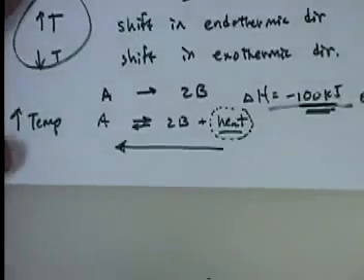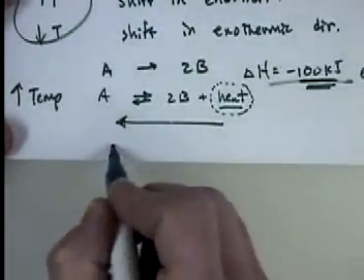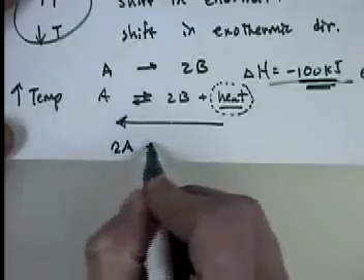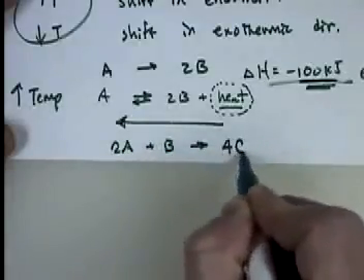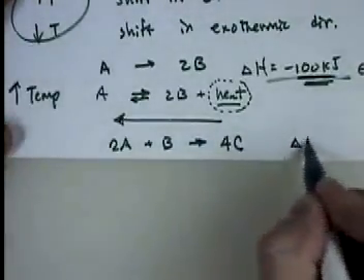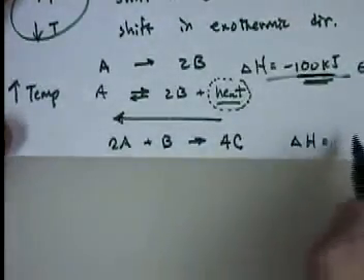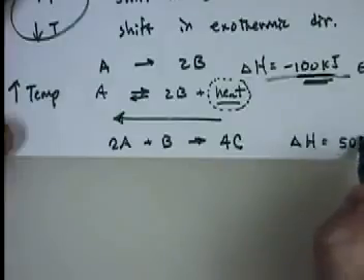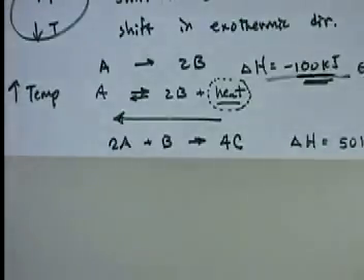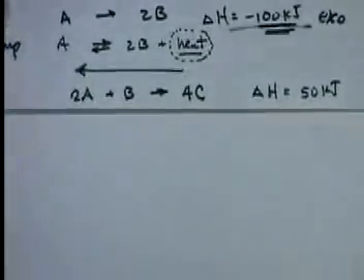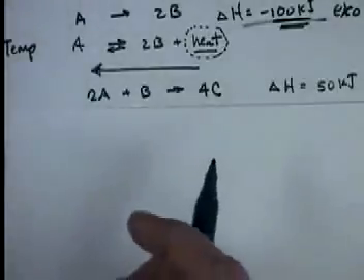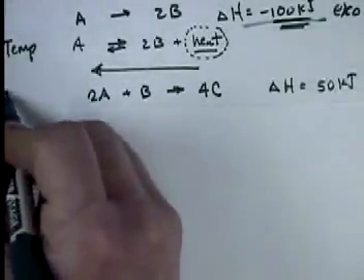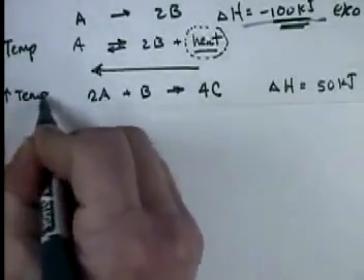Let's take a look at a second example. Let's just say, for instance, that we've got 2A plus B goes to 4C. And let's say that the delta H for this reaction is equal to 50 kilojoules. Notice it's an endothermic reaction in this case because delta H is positive. Well, let's say that the question asks, what happens if I increase the temperature of this reaction?